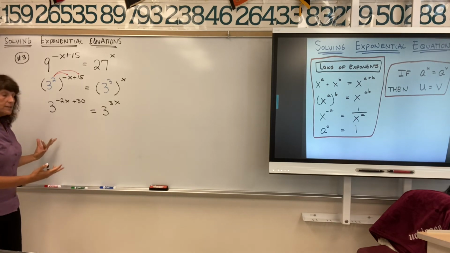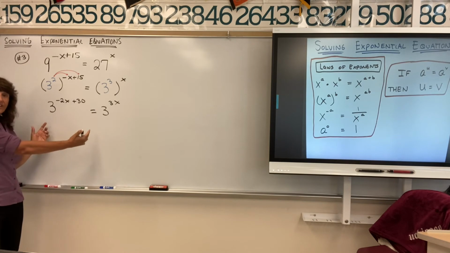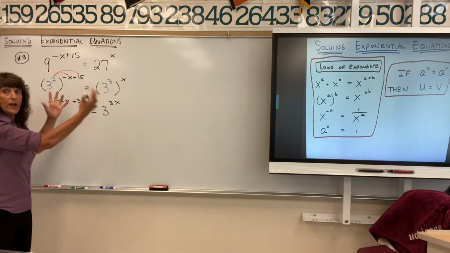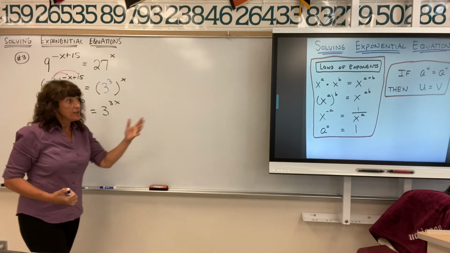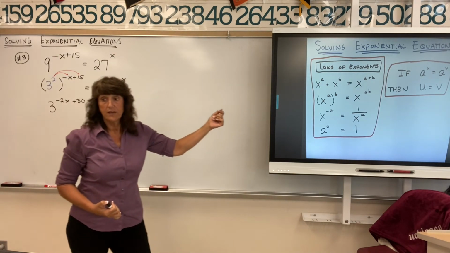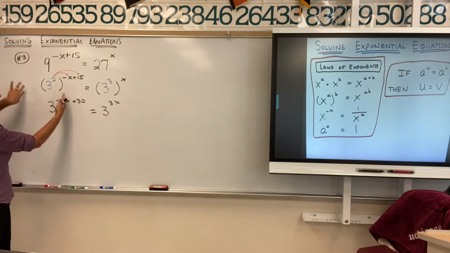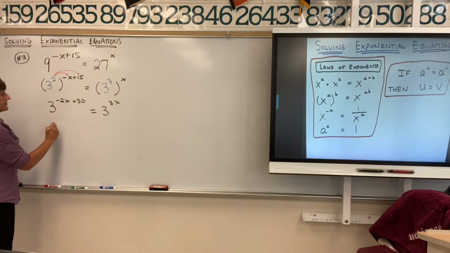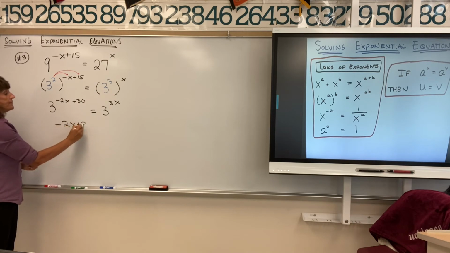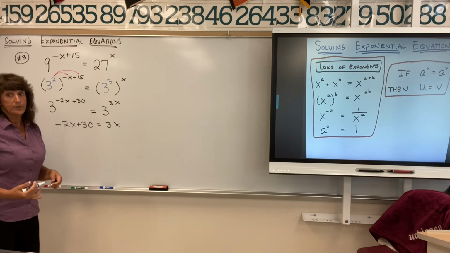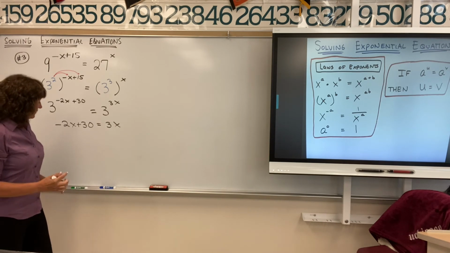Now take a look. The bases are the same. When the bases are the same, you can move the bases out of the way and set the exponents equal. That's what our theorem says. So once you get both sides of the equation to the same base, move the bases out of the way and set the exponents equal: negative 2x plus 30 equals 3x. Then we want to solve for x.